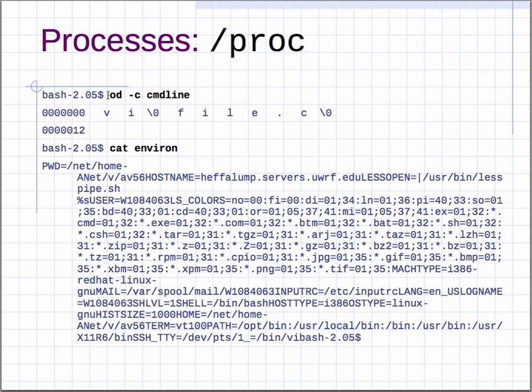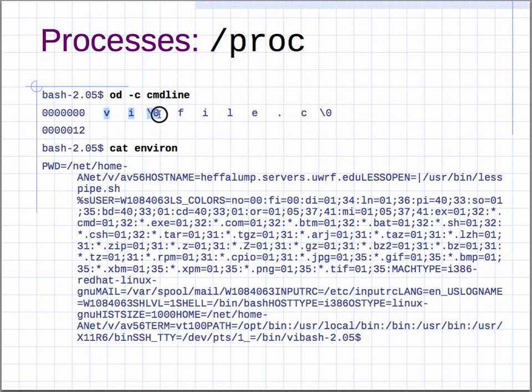One of the commands you can use to print out some of these files is od, octal dump. The od command just prints out character by character, in this case using the -c option, the command line. And this shows you that the command line is a bunch of strings, null terminated.